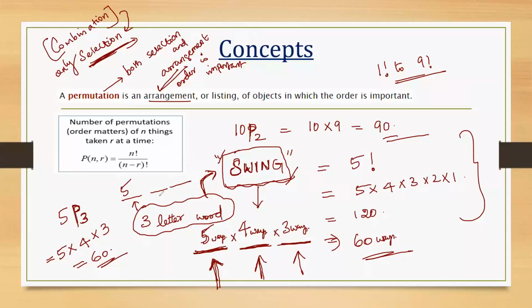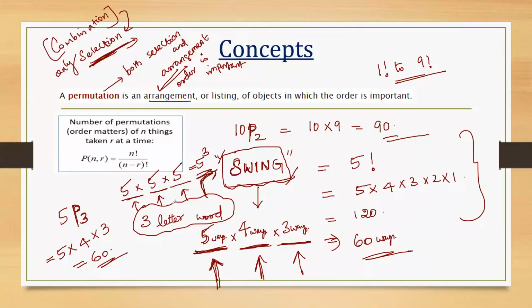So 5. Second place, again, repetition is allowed, right? Again, we have the same 5 letters. Again, third place, we have 5. So nothing but 5 cube, 125. Yes, 125 ways. So actually we have 125 ways. The repetition is allowed.